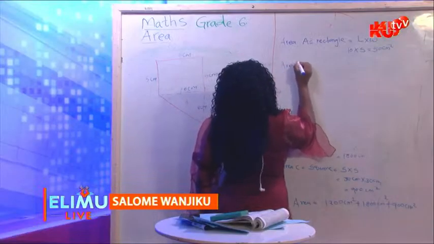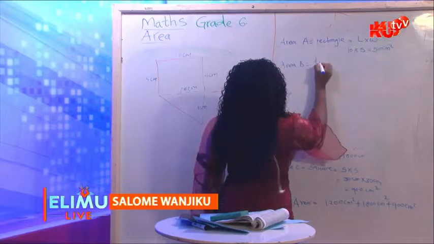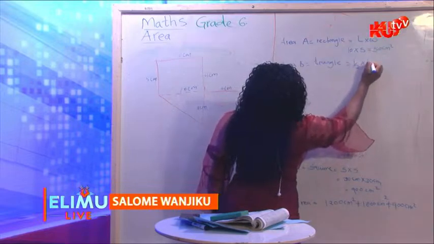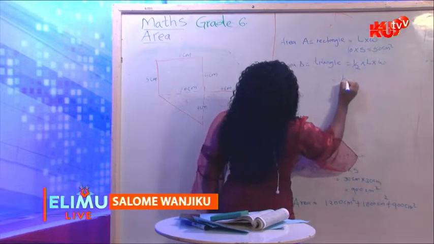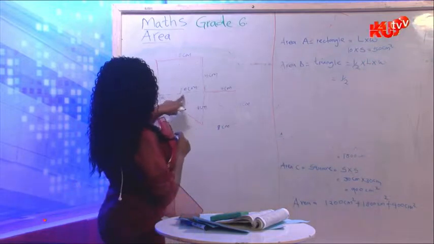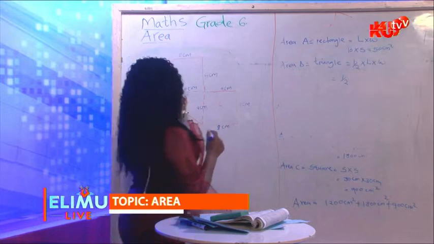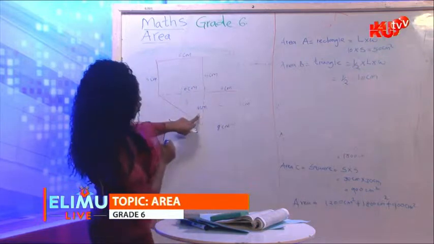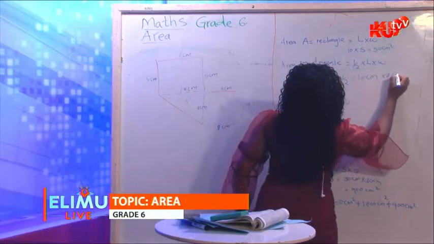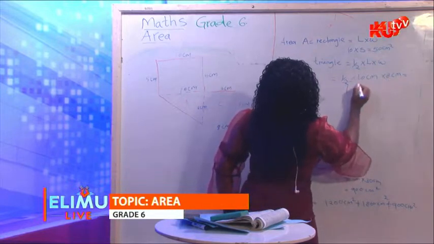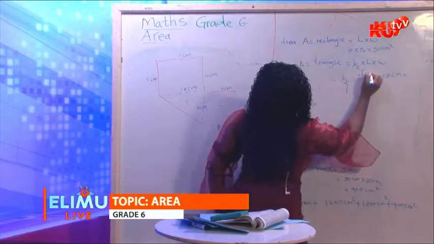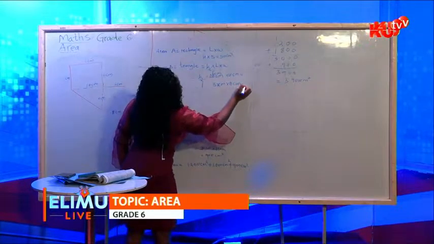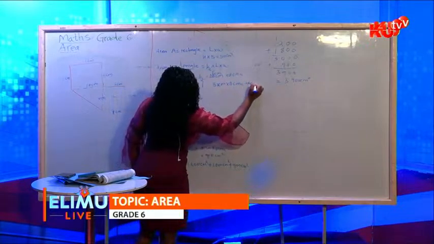Area B is a triangle. And you know a triangle's area is equal to a half multiplied by length multiplied by width, which will be a half multiplied by the length of our triangle, 10 centimeter, and the width of our triangle here is 8 centimeter. So we can cancel. Here we are going to get 5 centimeter. What is 5 centimeter multiplied by 8 centimeter? You are going to get 40 centimeter squared.